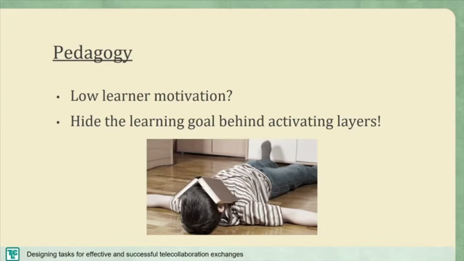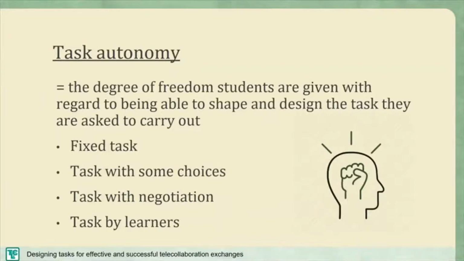So we have 3 layers that we think you can add into your tasks so that your learners wouldn't notice that they are learning anything. And the first one is task autonomy. So the definition is there, but it's basically the degree you're giving your learners when they are executing something. How much choice do they have? And we say, well, there are 4 types of autonomy in tasks. So you can give them a fixed task. They can't choose anything. It's just a task.